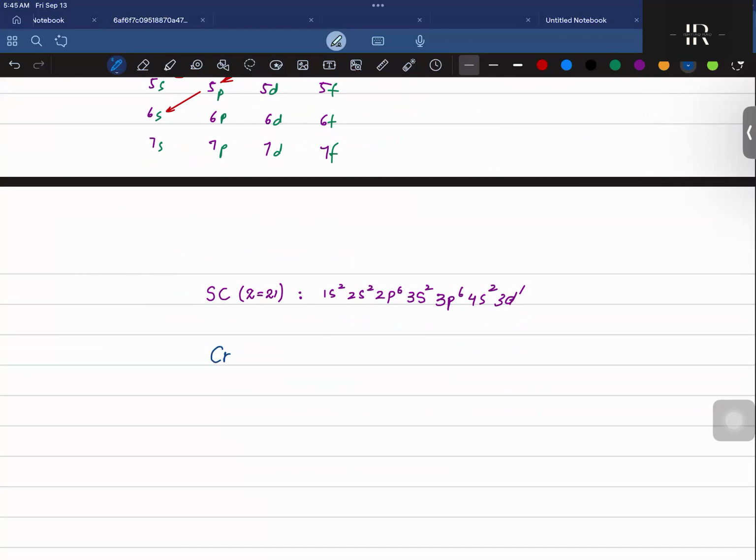Chromium is 24. This would remain the same: argon, this is argon, this is 18. So that would be 4s2 and 3d4. Am I right? Yeah. Okay, so we would be discussing all the things related to this.